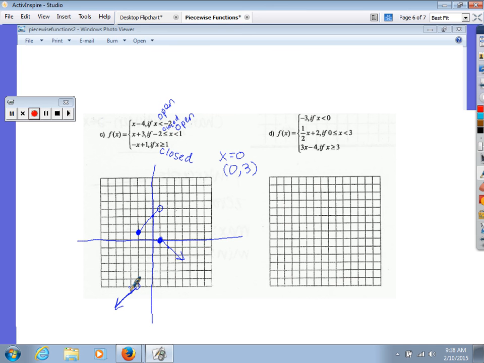Okay, I'm going to give you 5 minutes again. I want you to graph letter D by yourself. When you are done, you can check your answer with your neighbor next to you. You have 5 minutes. Ready, go.